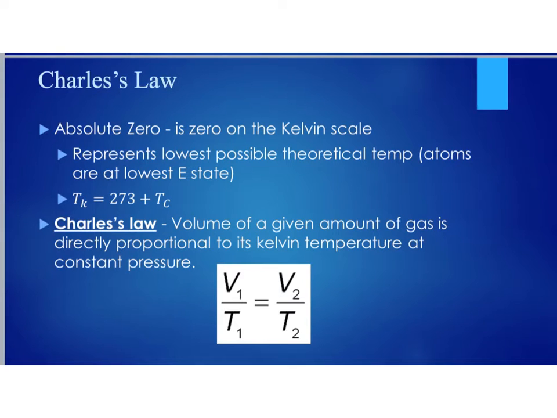Okay, so now if we look at Charles's law again, the true definition says the volume of a given amount of gas is directly proportional to its Kelvin temperature at a constant pressure. So again, volume and temperature are changing here. Pressure is being held constant, or is not changing. So let's go ahead and look at how this works in example 2.